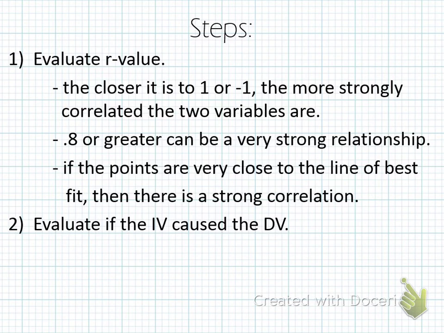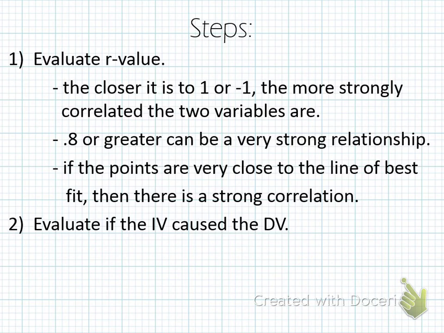Keep going here. So these are your steps. You already wrote these down, but I'm just going to talk about them really quick. These are the two things you're going to do today. You're going to evaluate the R value. So these are the concepts I already talked about. Again, the closer it is to 1 or negative 1, the more strongly correlated the two variables are. So we want the numbers to be really close to 1 or negative 1.